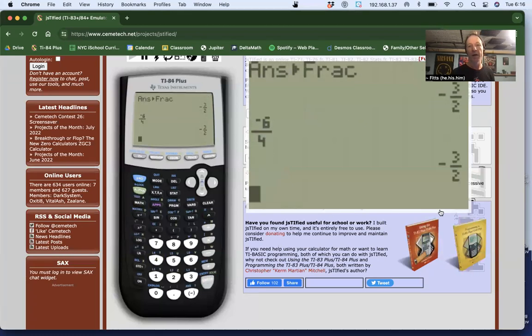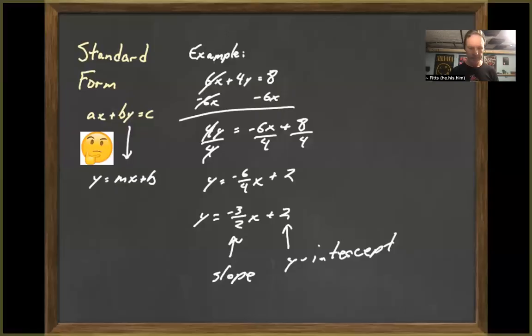Enter. And then that simplifies it for you too. You see that? Negative 3 over 2. Bingo. Pretty cool. All right. Where were we?